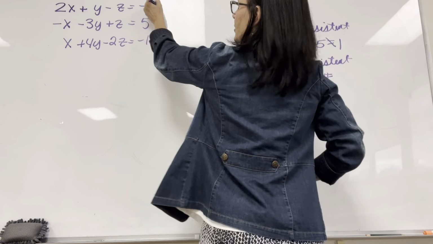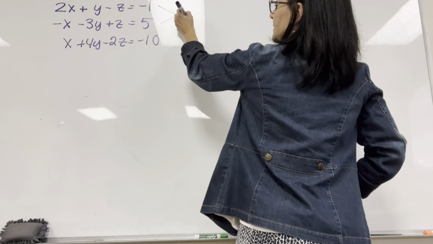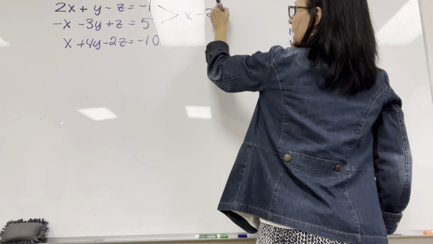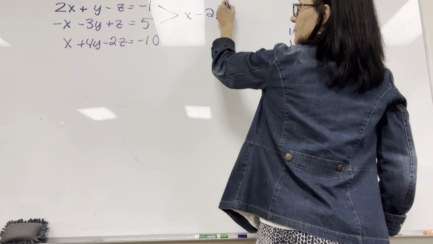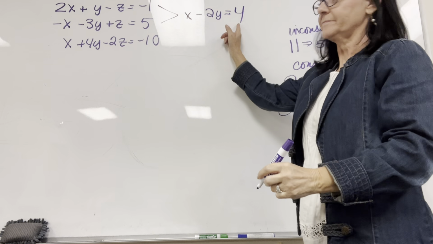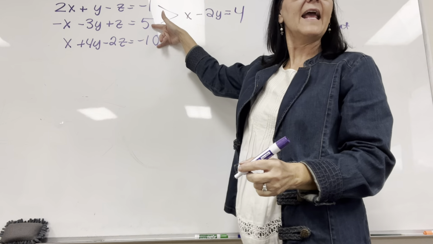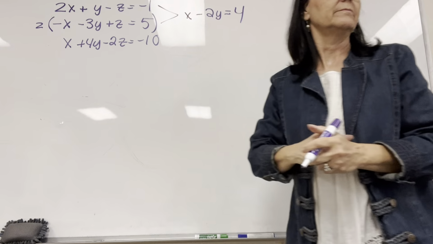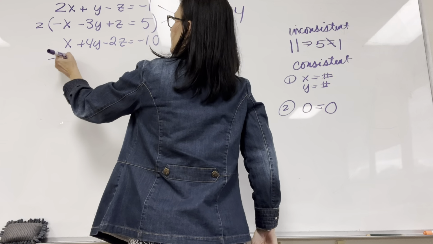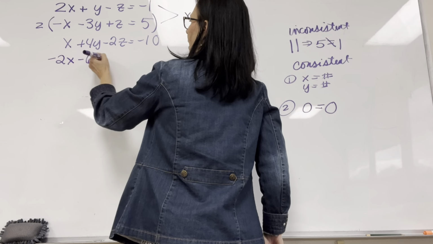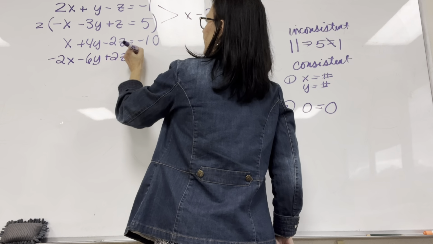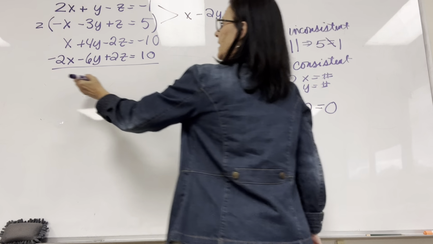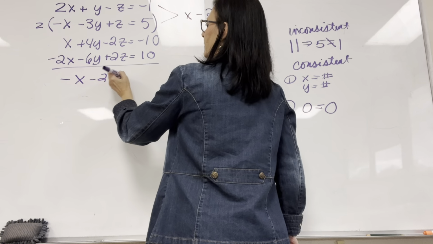When I add the first 2, what do I end up with? X, help me, x minus 2y equals negative 4. Okay, you're with me? Now we want to eliminate the same variable, so I'm going to multiply this second equation by 2. So we have negative 2x minus 6y plus 2z equals 10. All right, so what am I left with? Negative x minus 2y equals 0.